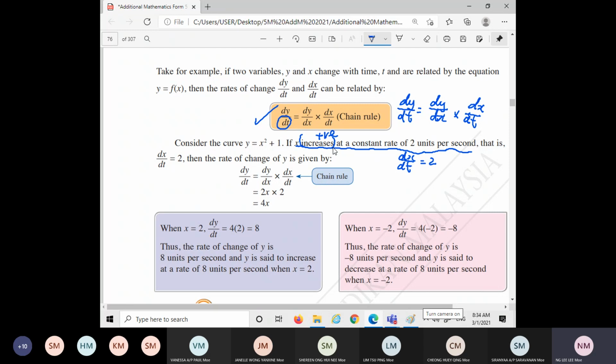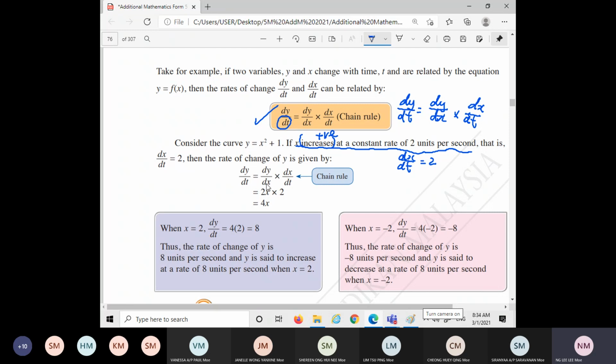Here is positive. If here they say x decreases, then here is negative. Okay, that is dx/dt equals 2. Then the rate of change of y is given by this. This one is the same as this.